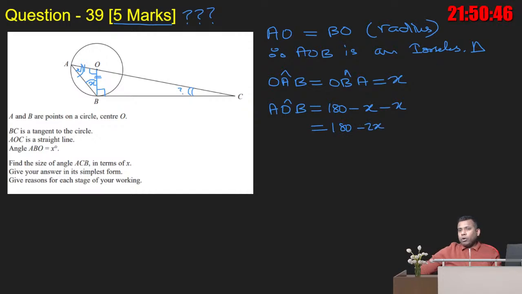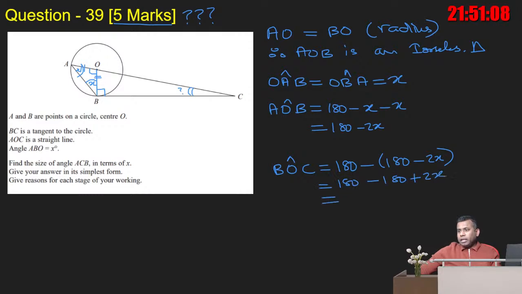Now I'm going to find out what is BOC. This question can't be a 5 marker, but maybe a 3 to 4 marker. BOC is on a straight line, so 180 minus of 180 minus 2x, right? So 180 minus 180 plus 2x. The 180 cancel, so this is 2x, right?